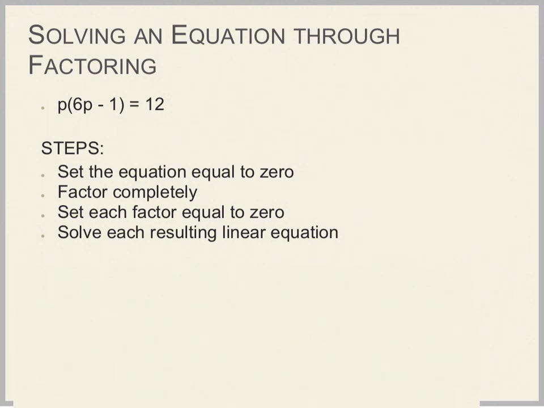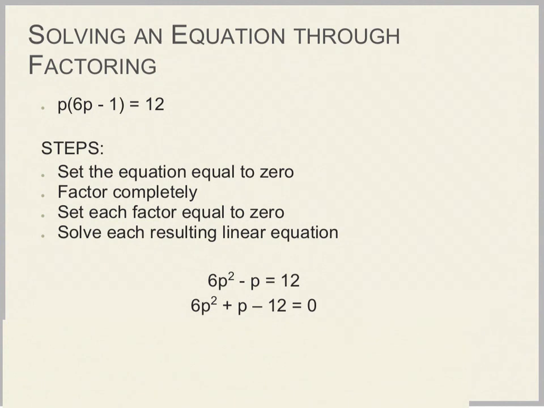Looking at this example, p times (6p minus 1) equals 12, we have to make sure that we use our steps to solving this. And again, that first step is to set the equation equal to 0. In order to do so, the first step that I took was to distribute p through to 6p minus 1, getting 6p squared minus p equals 12. Then I subtracted 12 on both sides, so that I had my equation set equal to 0.